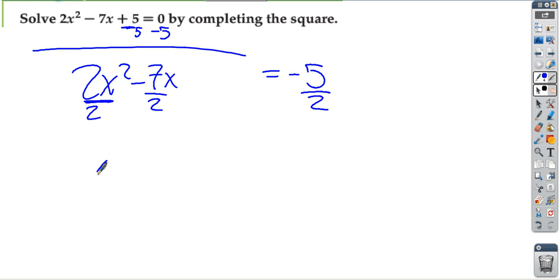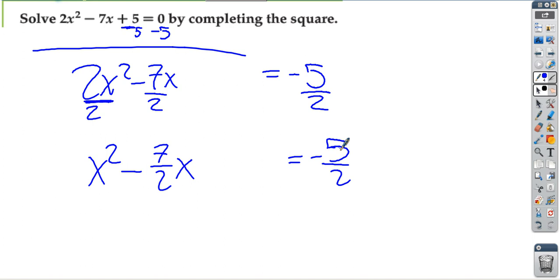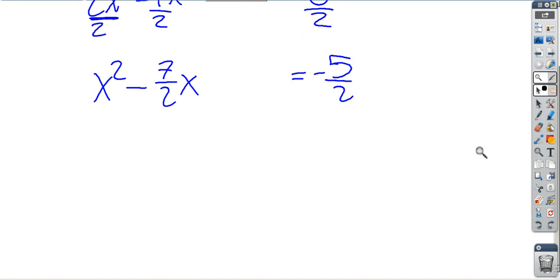So 2x squared divided by 2 is x squared. 7 over 2 is just 7 over 2. And we have that negative 5 over 2. Okay, how do we complete the square? Remember, it involves taking half of that middle number and squaring it.